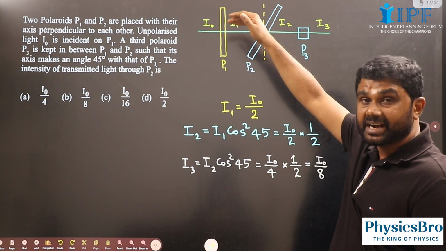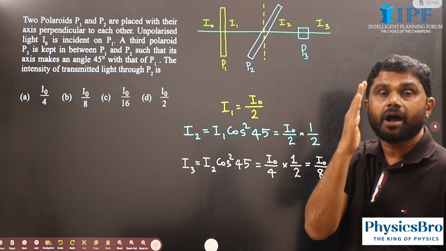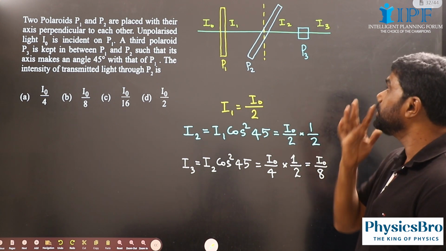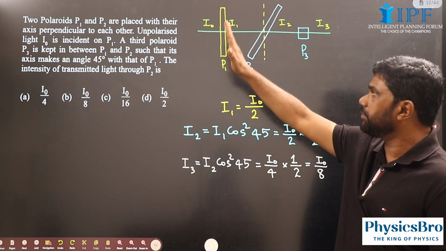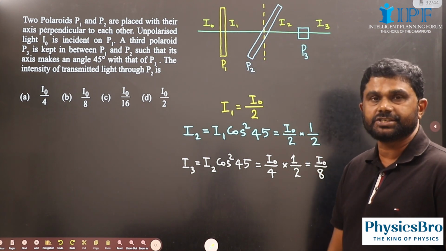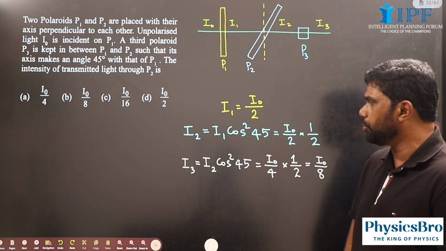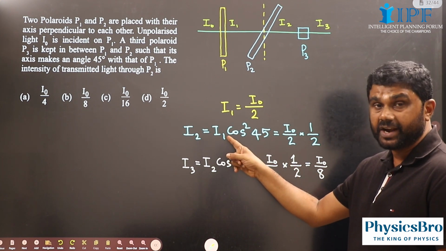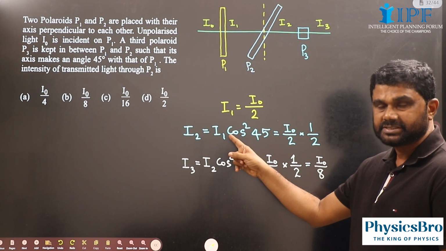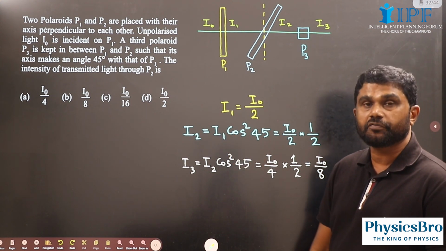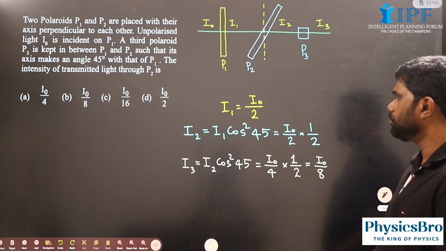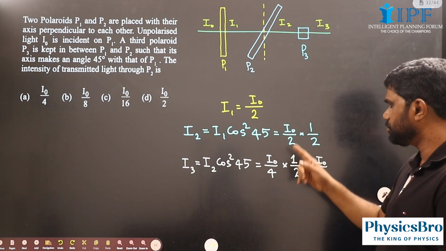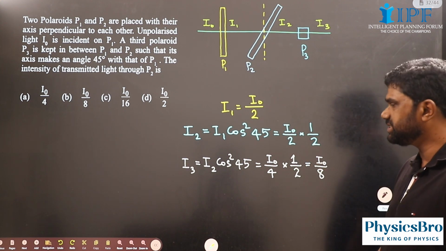So the intensity of light transmitted by it will be half of the incident intensity, meaning I1 equals I0 by 2. Now the angle between the axes of the first and second crystals is 45 degrees. So by Malus law, I2 equals I1 cos square 45, where I1 is the intensity of light incident on the second polarizer, and I2 is the intensity transmitted through it. Here theta is 45 degrees, cos 45 is 1 by root 2, cos square 45 is 1 by 2. So it will be I0 by 2 times half, so I0 by 4.